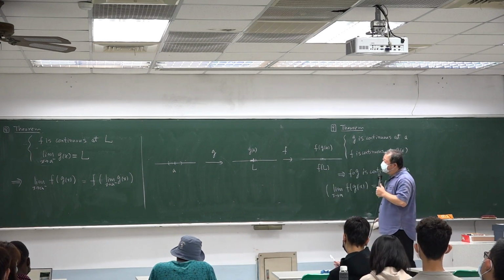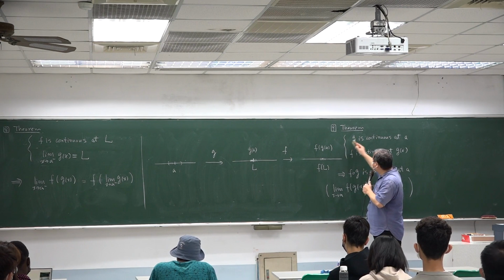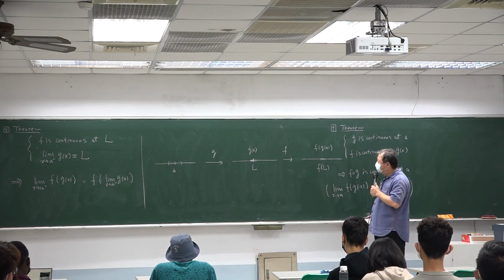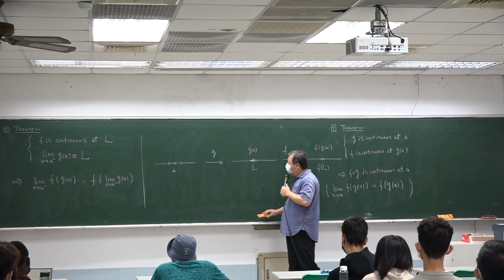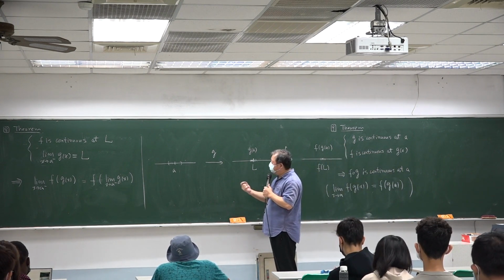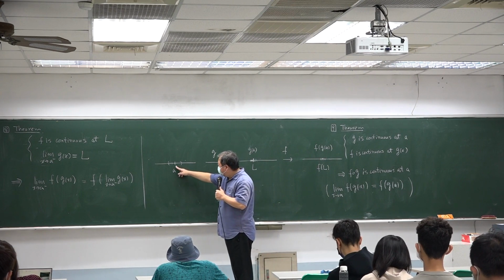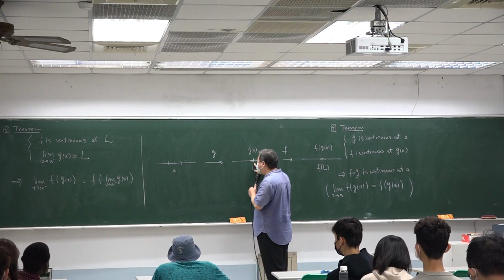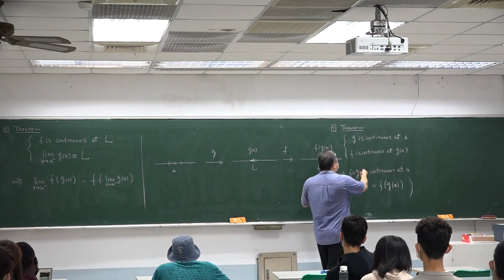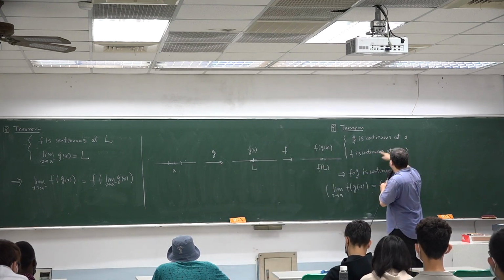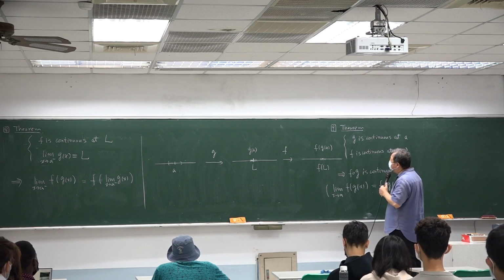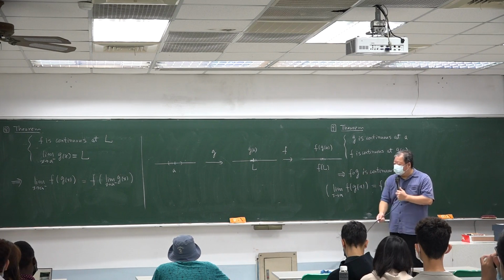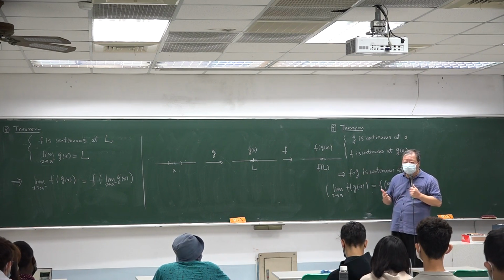So theorem 8 and theorem 9 are talking about functions being continuous at some point. For example, the limit exists at a, f is continuous at L, continuous at some point a, continuous at some point g of a. The next theorem is about continuity on some intervals.